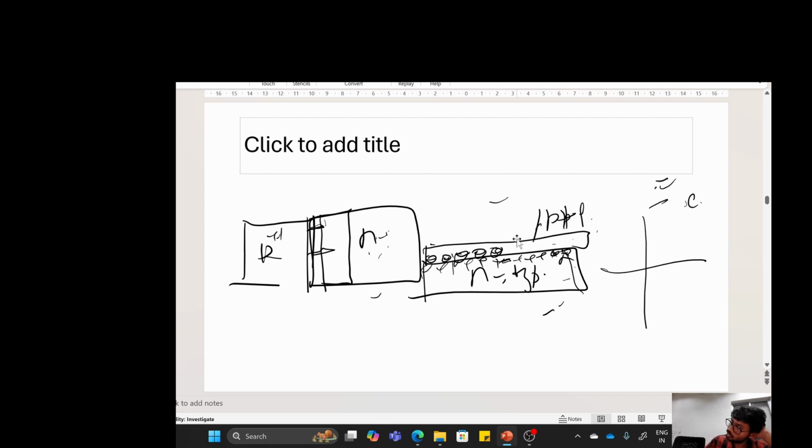Anything else? You understood that point? 1 nanometer, 2 nanometer, because at the interface only the charge current flows. Clear.